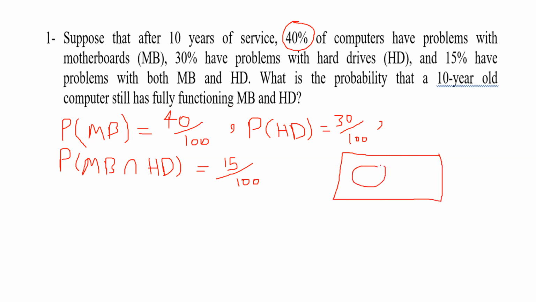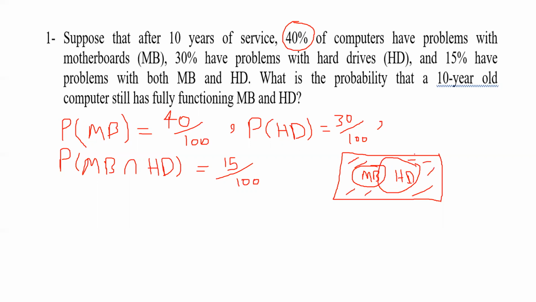So let's say some of the computers after 10 years have problems with motherboard and some of them with hard drive, and they are not disjoint events because they have intersection, and 15% of cases they have the same motherboard and hard drive problem. Now the question is, what's the probability that a 10-year-old computer still has fully functioning motherboard and hard drive? It means that neither of them.